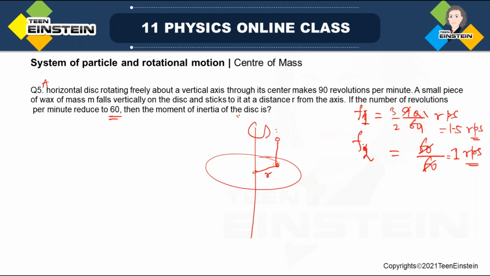Then you have to find the moment of inertia of the disk. So how do we calculate the moment of inertia? Here we will be using the law of conservation of angular momentum.